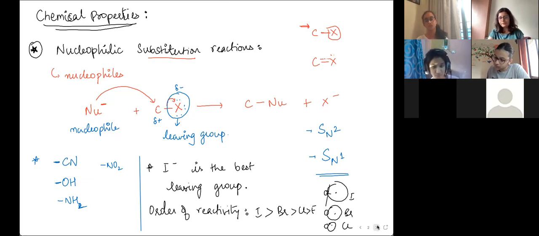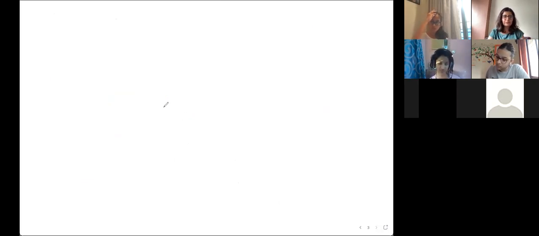So this is the main order of reactivity. Now let's get to the mechanism of the reaction. I'll show you what it means. So we'll be talking about SN2 first.